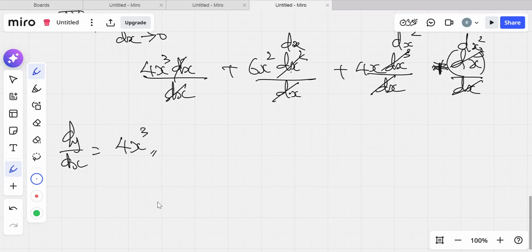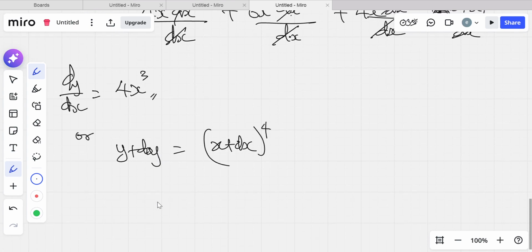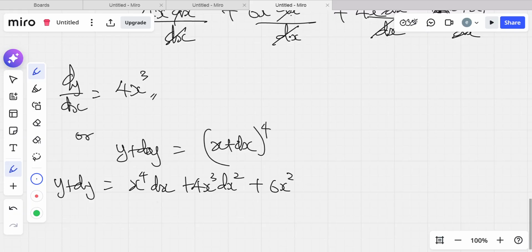Okay, so applying the other formula, y plus dy is equal to what? x plus dx to the power 4. Increase in y tends to increase in x, okay? y plus dy will now be what? x to the power 4, plus 4x to the power 3 dx, plus 6x to the power 2 dx to the power 2, plus 4x dx to the power 3, plus dx to the power 4.